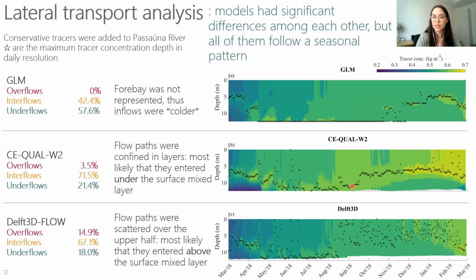We can see that this maximum concentration was mainly trapped in a layer. So it indicates that it was entering under the surface mix layer, while Delft was the opposite, and that's why this maximum concentration was scattered over the surface.